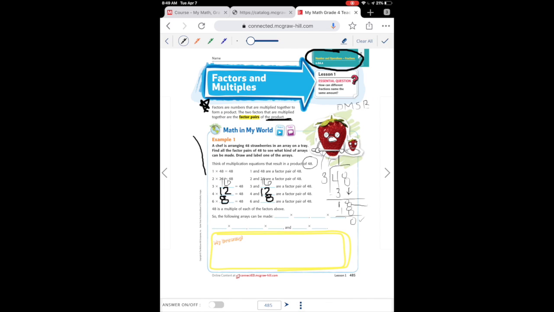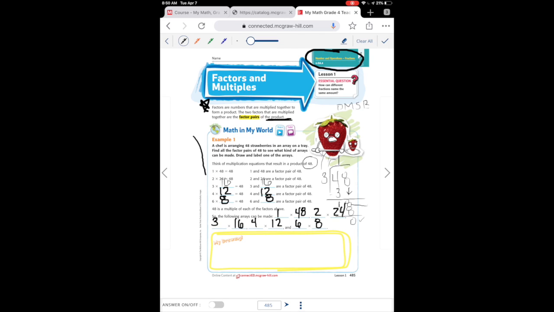2, 4, 6, 8, 10, 12. If I keep going, I will say 48. 4, 8, 12, 16. If I keep going, at some point I will say 48. 48 is divisible by all of these numbers, so it is a multiple. Okay, so the following arrays can be made. 1 times 48, 2 times 24, 3 times 16, 4 times 12, and 6 times 8.